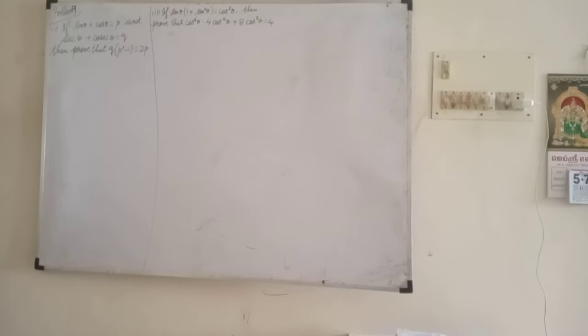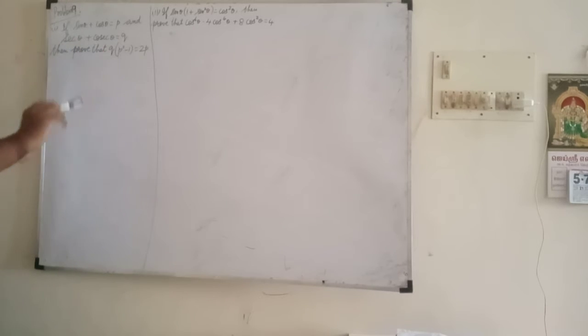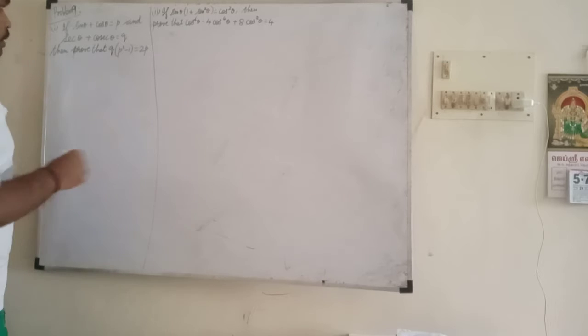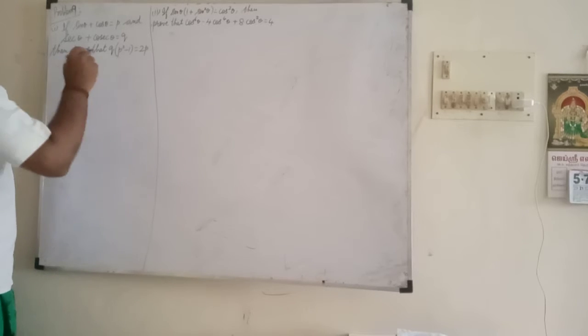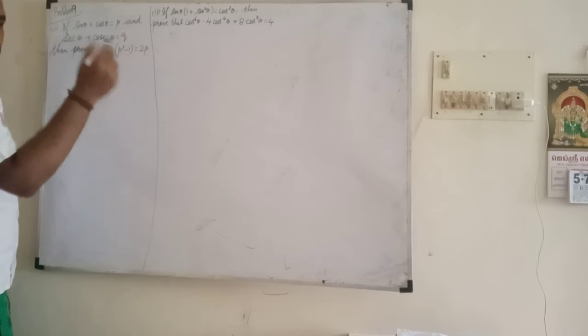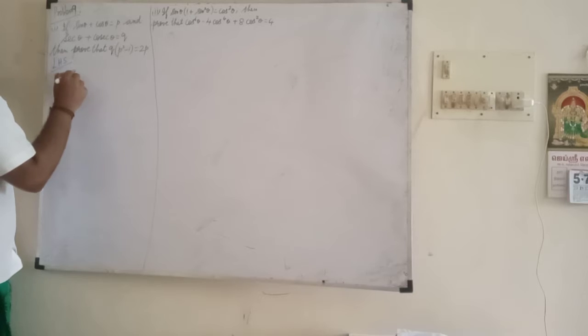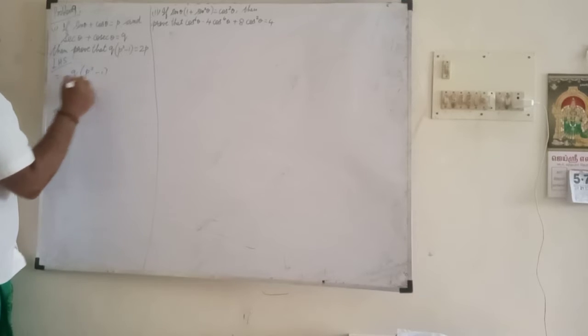In exercise 6.1, problem number 9: sin theta plus cos theta equals P and secant theta plus cosecant theta equals Q. Then prove that Q into (P square minus 1) equals 2P. So we need to prove that the left hand side equals the right hand side. Let's take the left hand side: Q into (P square minus 1).